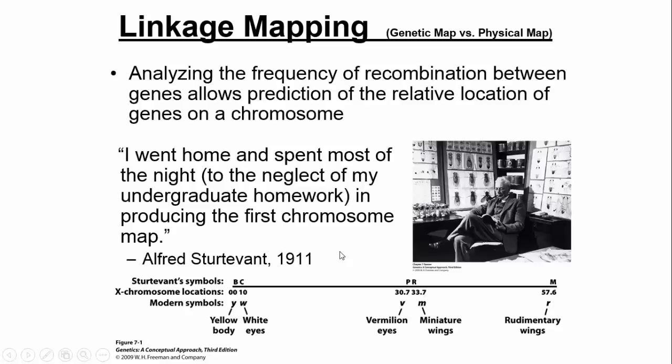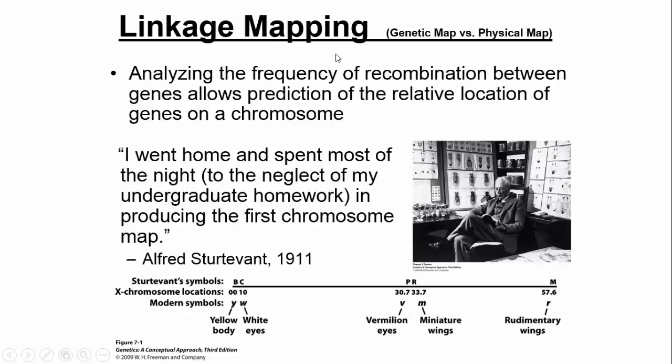It's very interesting. He did that by analyzing the frequency of recombination between genes, and he predicted the relative location of the genes on a chromosome. I want to really make sure you understand that the key word here is relative. I would circle that word. In other words, if you have a genetic map, what it's saying is this. Let's pretend I'm walking across the screen. So my pointer's walking across the screen.